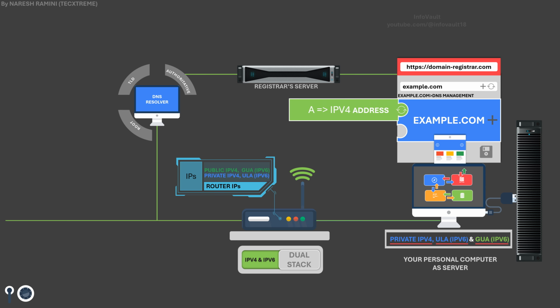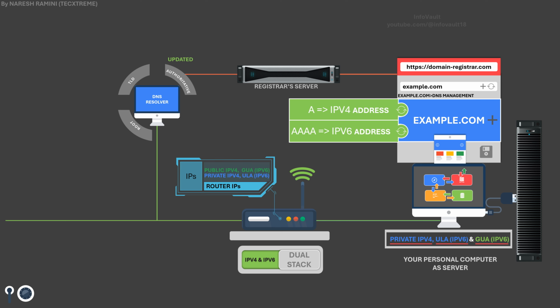Add an A record and point it to your public IPv4 address, then save the changes. Saving these changes updates the registrar's server that stores user settings and pushes the update to the authoritative name server. Then, add a quad A record and point it to your machine's GUA IPv6 address. Again, saving the changes updates the registrar's server and pushes the update to the authoritative name server.